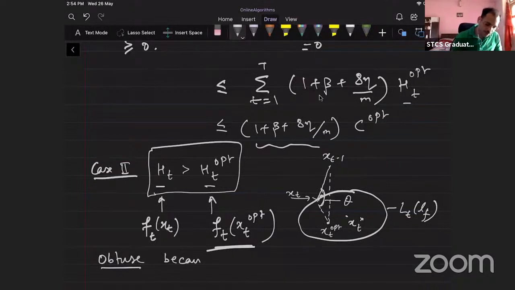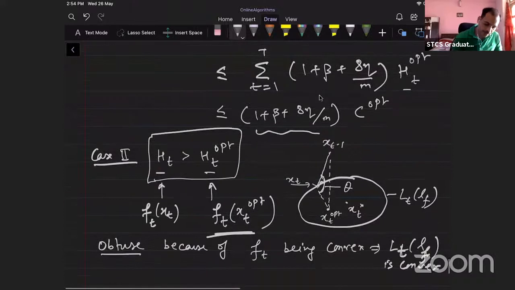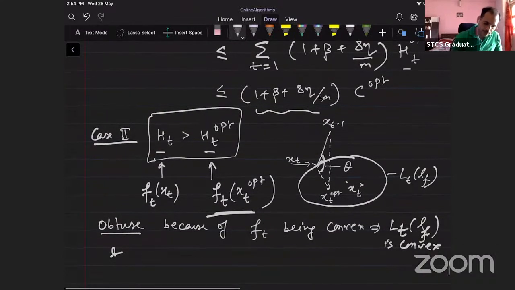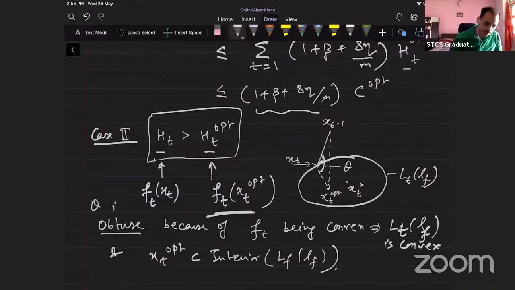Obtuse because of Ft being convex, which implies that LT LF is convex, and the fact that XTOPT belongs to the interior of LTLF. So everything put together tells us that this angle theta is obtuse. Hari, is this okay? Yeah.